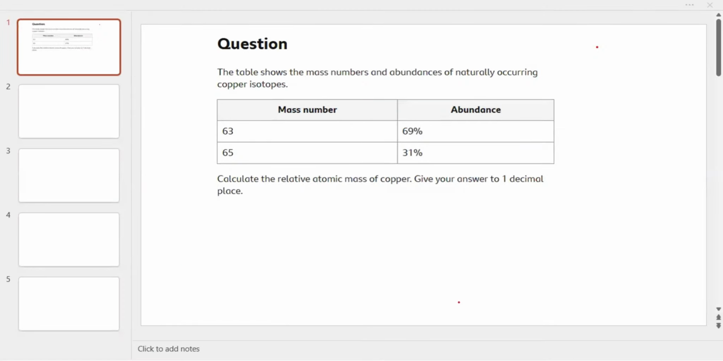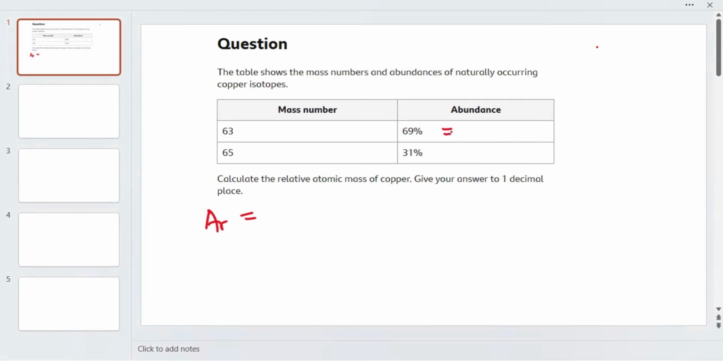Welcome to today's video on calculating relative atomic masses. Now, in today's video, we've been given isotopes of copper and their relative abundance. We are asked to find the relative atomic mass of copper based on this isotopic information. To get the relative atomic mass of copper, this is what I'll ask you to do.